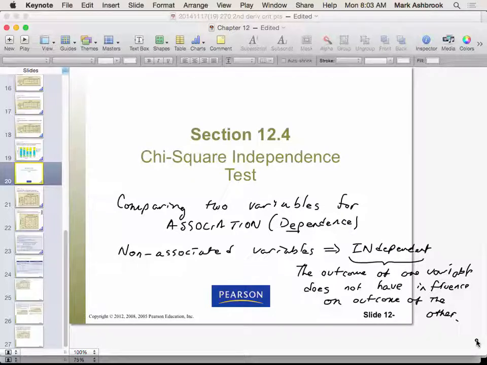And just like all the other tests we've done, it's a matter of to what degree of certainty you want to be. You have to pick a significance level, because it's a gray area. So at a particular significance level, we're going to look at two variables and say, does knowing one help you know the other or not? That's what this is about.